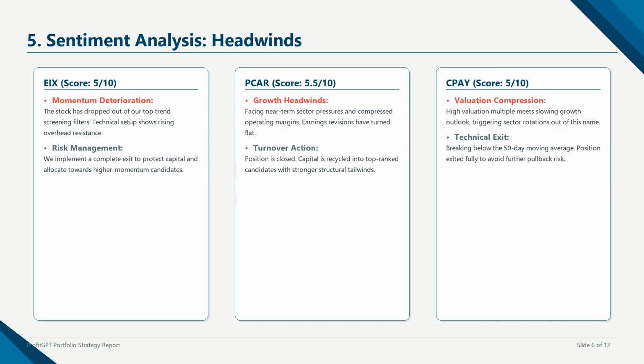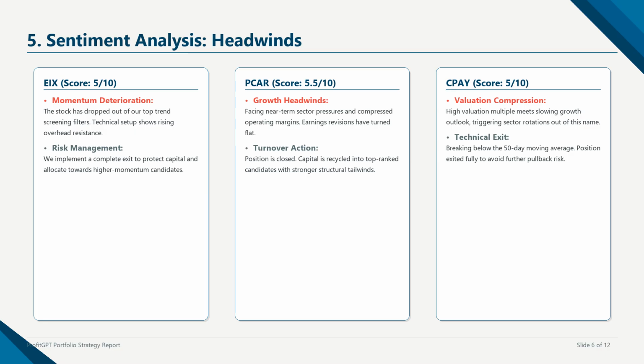Conversely, several stocks are facing significant sentiment headwinds. EIX has dropped out of our top trend screening filters due to momentum deterioration and overhead moving average resistance. PCAR is facing near-term sector growth headwinds, rising fuel costs, and compressed operating margins. Lastly, CPAY has seen multiple compression as retail momentum cools and technical support levels break. Growth ratings for these companies have declined in our combined screening model, prompting a complete technical exit.